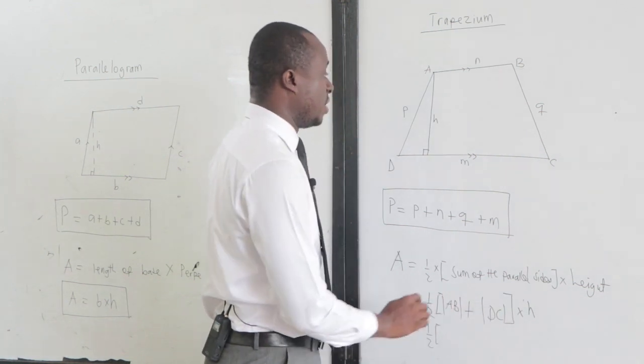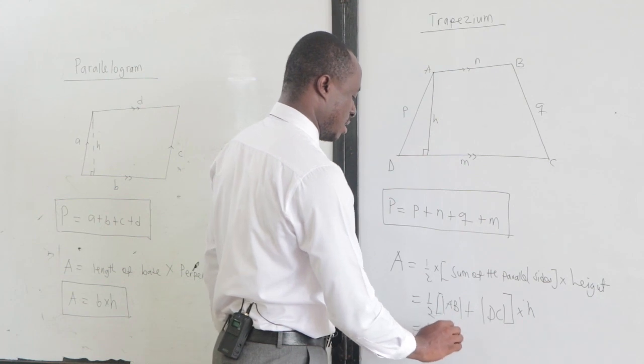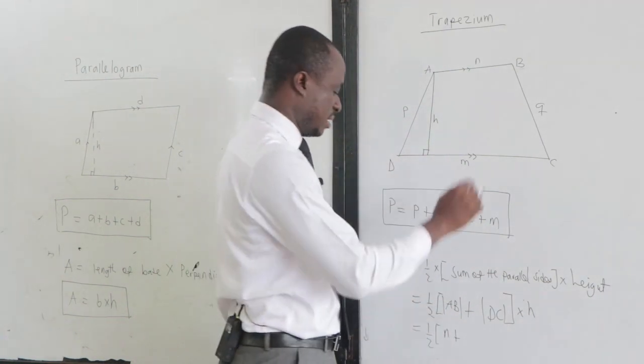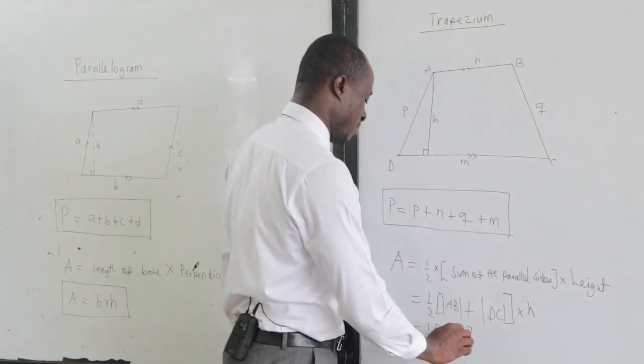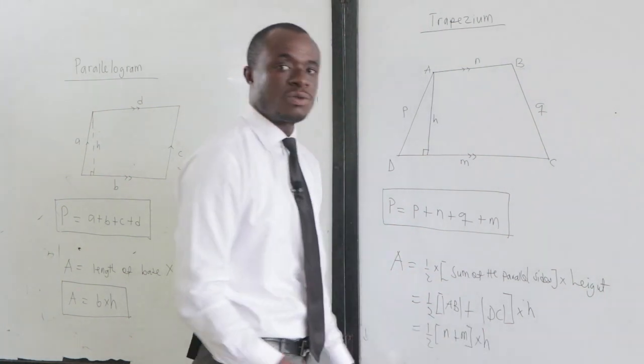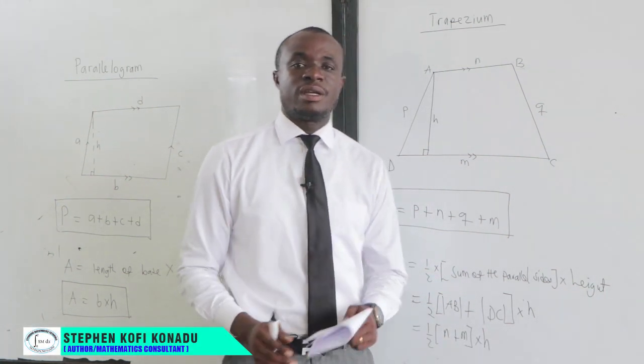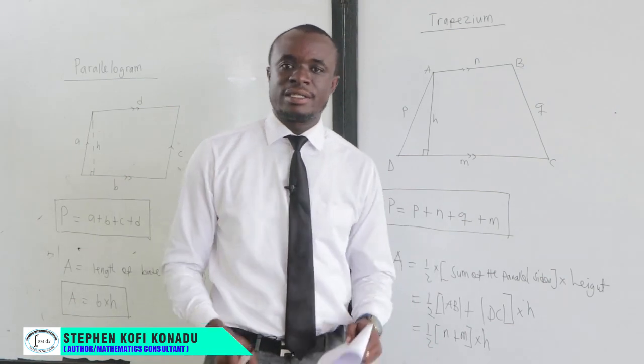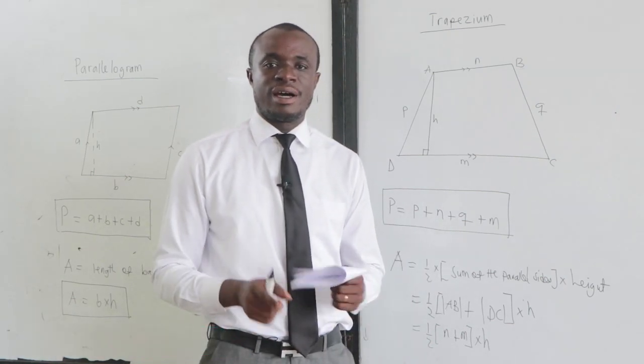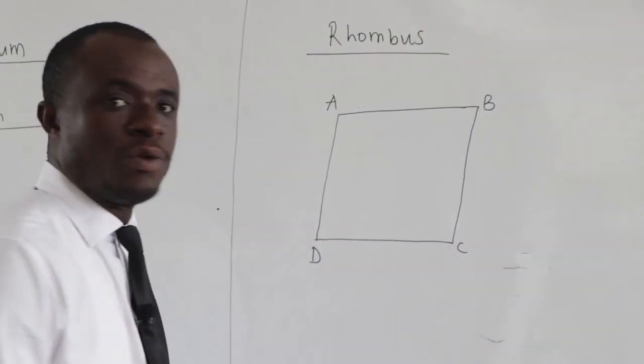Now, what is AB? AB is N. What is DC? DC is M. And then times our height. So area of a trapezium, that is half times sum of the parallel sides times the height. Okay, now let's consider a rhombus.